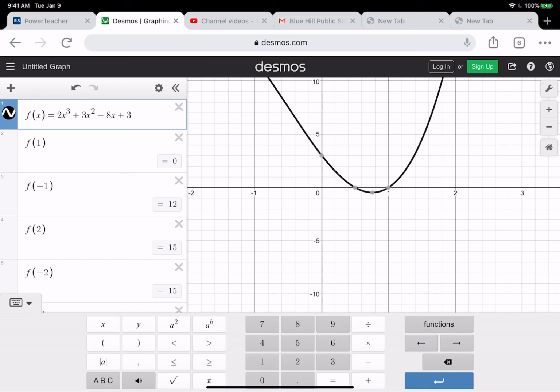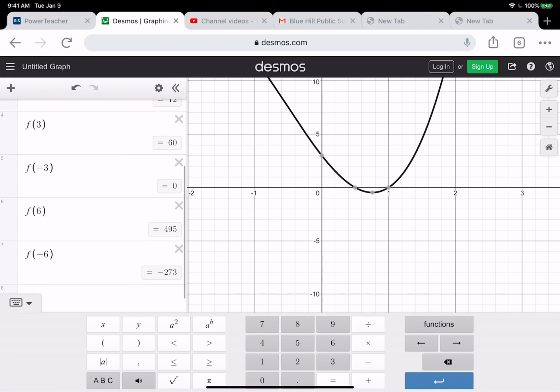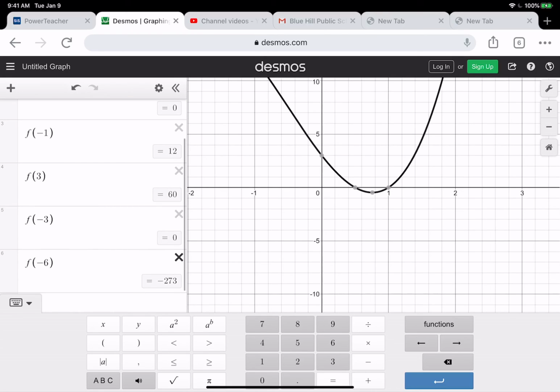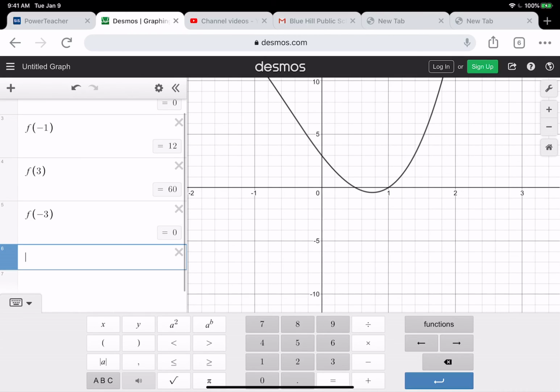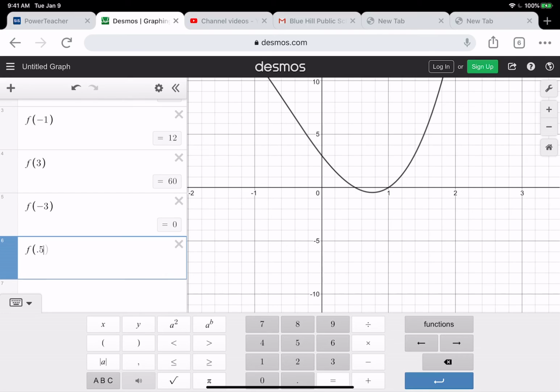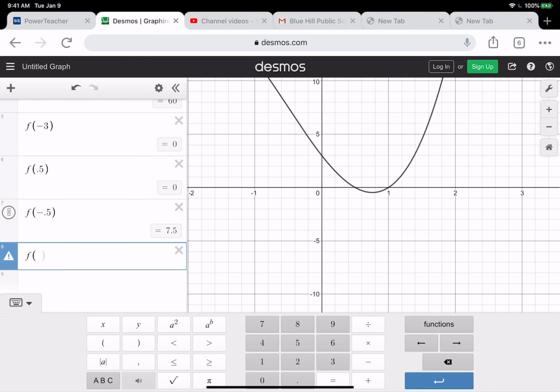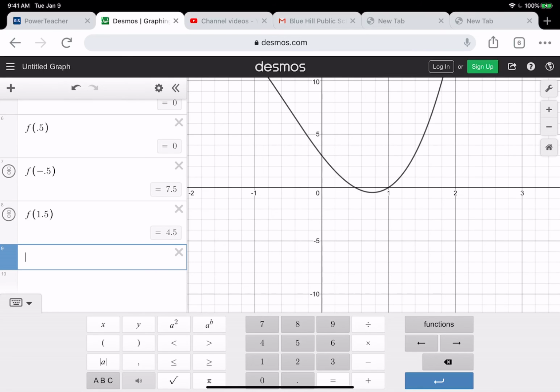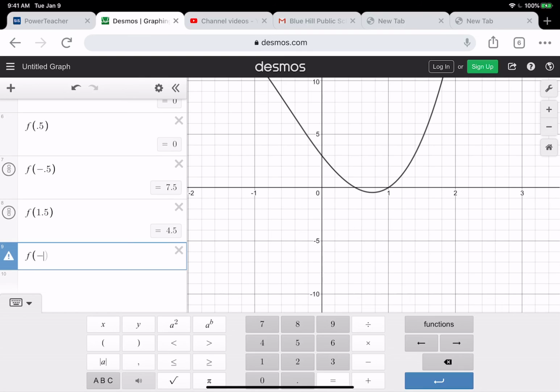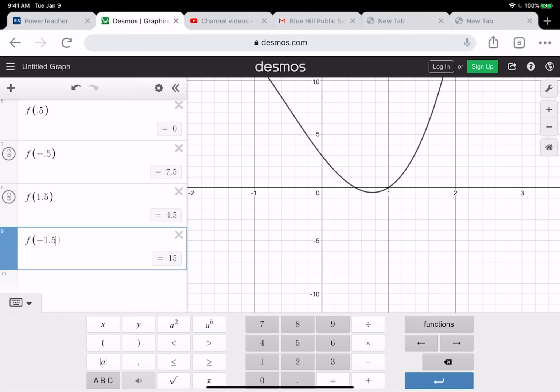Okay, I had to plug in 1, negative 1. I didn't have to plug in 2, right? 2, negative 2. I did have to plug in 3, negative 3, right? Yeah. And then I have to plug in 1/2 and 3/2. So f of 0.5, f of negative 0.5, f of 1.5, f of negative 1.5. Okay, which ones work?